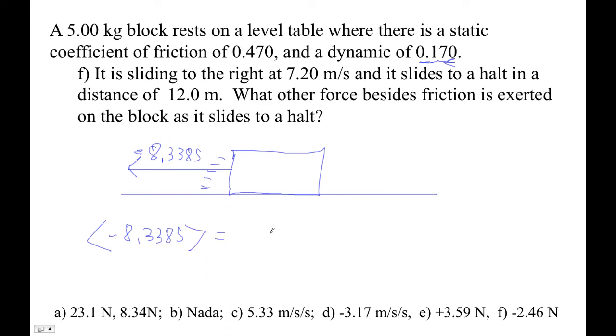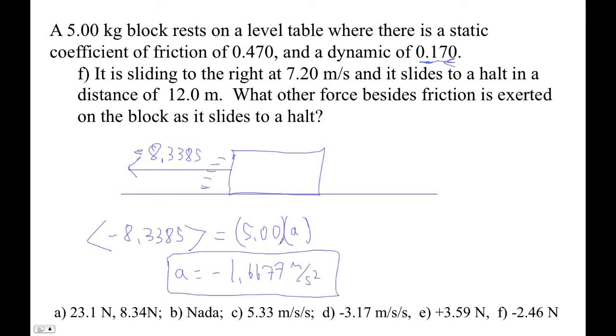And then that equals 5.00 times some a, right? So let's figure out what our a is here. Negative 8.3385 divided by 5. Negative 1.6677 meters per second squared. So that is what it would decelerate at if just friction's acting on it.